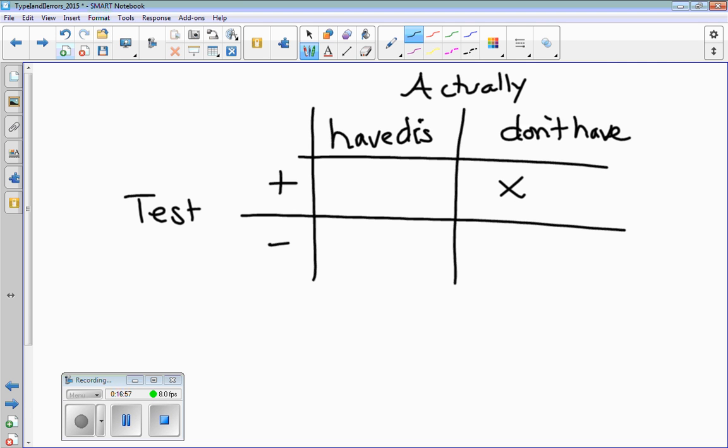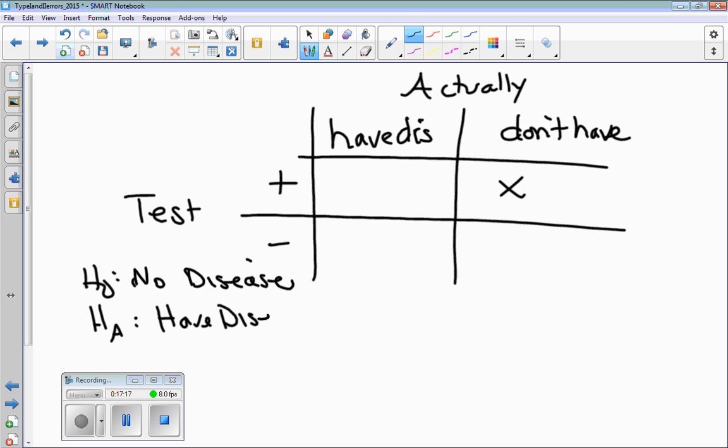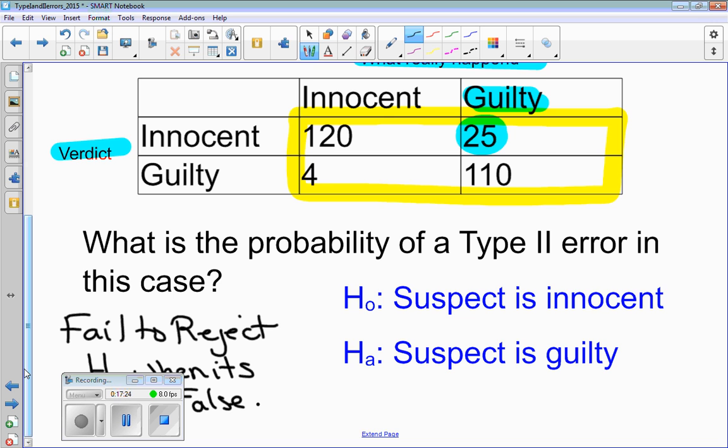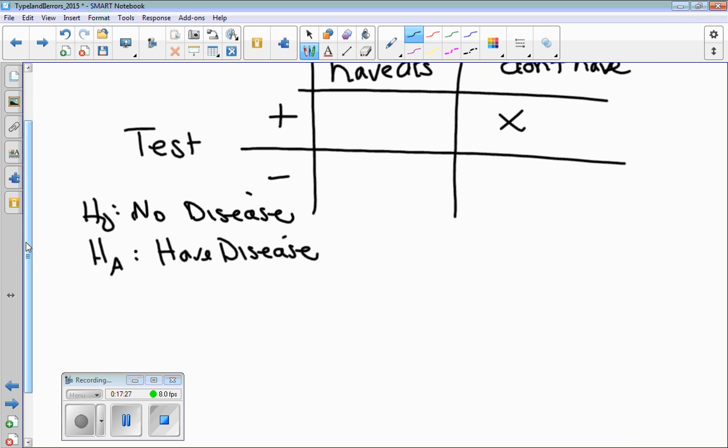So let's make sure that we're okay. So the test says positive and you don't have it. So let's make sure. So the null would be that you don't have a disease. Sometimes I have to talk it out myself, okay? So you have no disease. The alternative would be that you have the disease, right? And so a type 2 error is when you fail to reject a false null. So we're going to fail to reject this, which means we say they don't have the disease. We say no disease, but they do. So that is a false negative.